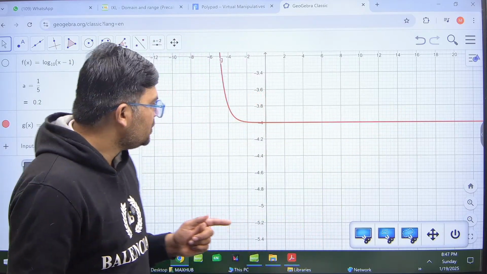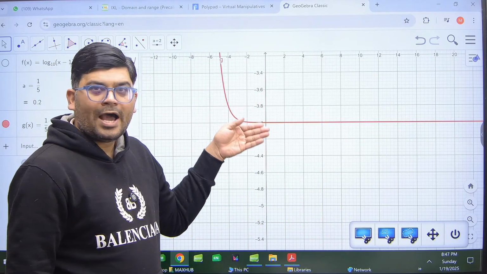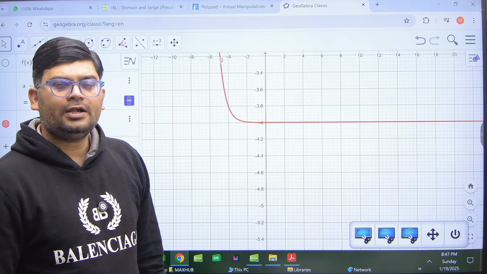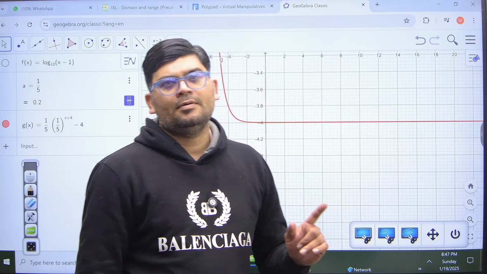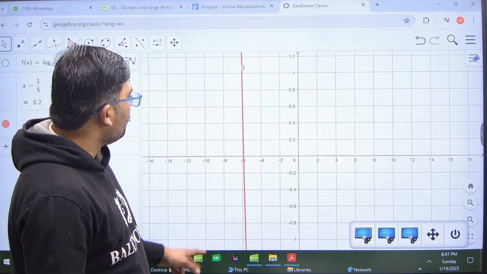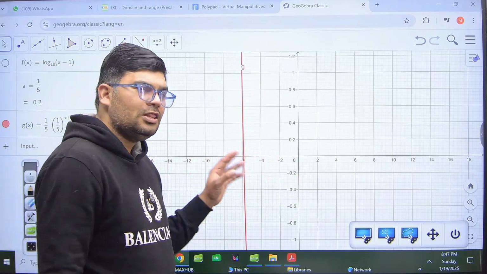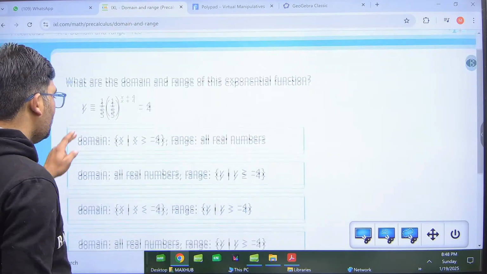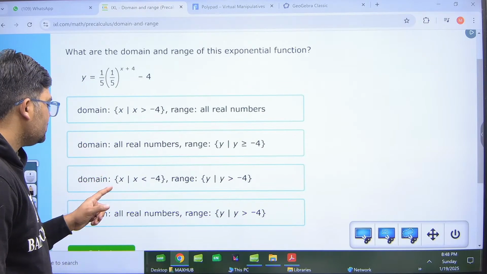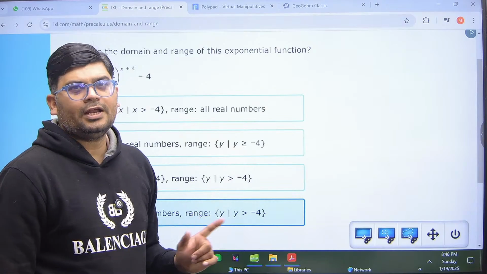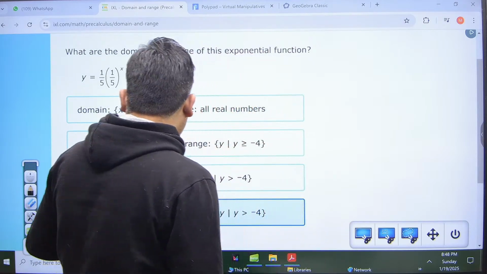So what is the range of this function? The range of this function is y is greater than minus 4. Are you getting it? As far as x is concerned, it can take all the values of x. For x, there is no rule. So that means the domain is the set of all real numbers, and range is y is greater than minus 4. It is not equal to minus 4. Are you getting it? Let us check it out.